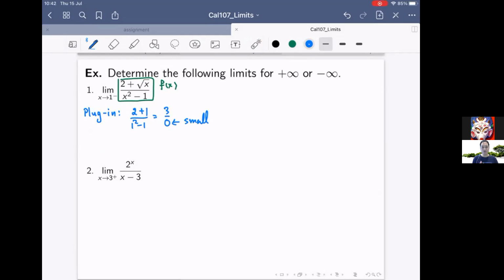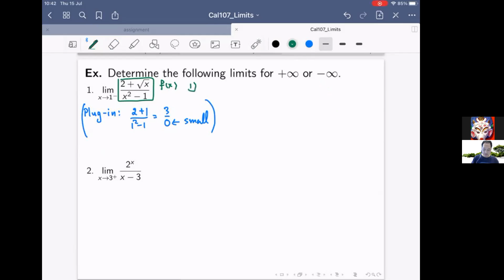So a fixed number over a small number, for example 3 over 0.1 becomes 30, and if it is 0.01 it becomes 300. So a fixed number over a smaller number becomes a large number. But we need to really know whether it is large in the positive or large in the negative direction. So from the plug-in, we roughly know that it should be either positive or negative infinity, but we really need to check. So by checking, we need to do 2 steps.